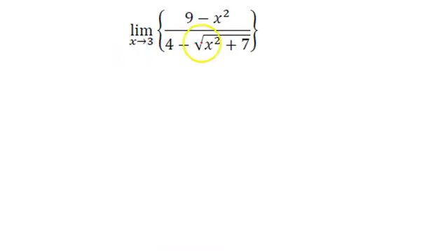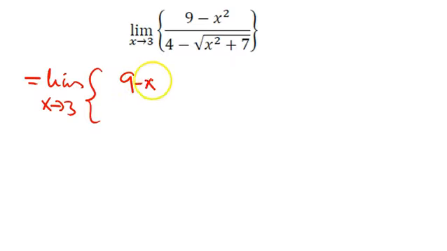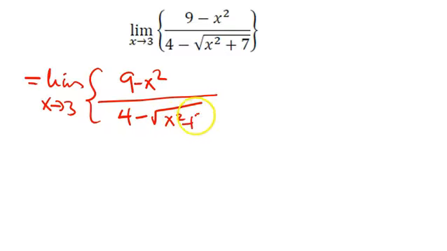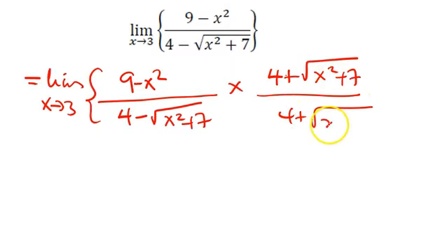The next one, we have to find the limit as x tends to 3. Now let's check this one carefully. At the denominator, we have a square root, so what do we do? We need to rationalize this. How do you rationalize? First, you find the conjugate of the denominator, and the conjugate will be 4 plus the square root of x squared plus 7. So we have 9 minus x squared over 4 minus the square root of x squared plus 7, times 4 plus the conjugate, the square root of x squared plus 7, over 4 plus the square root of x squared plus 7.